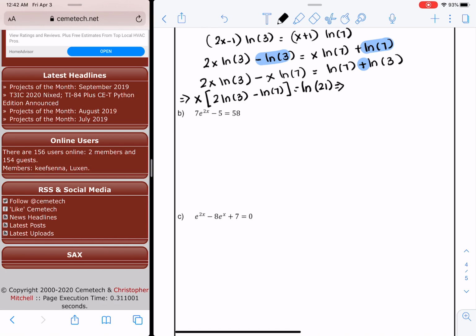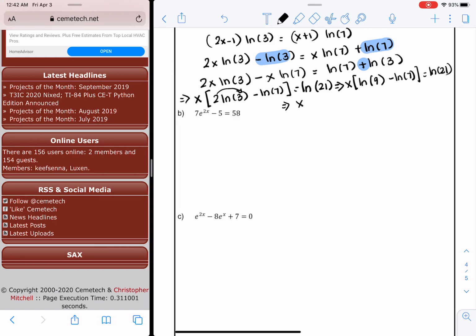On the left-hand side, I can't combine the logarithms yet because there is a 2 in the front. So I'm going to move the 2 back into the power. That becomes ln of 3 squared, and 3 squared is 9, minus ln of 7, and that would equal ln of 21.